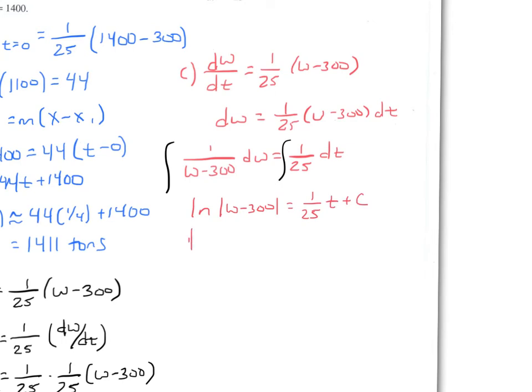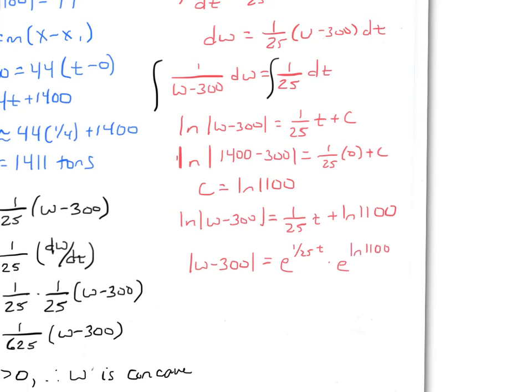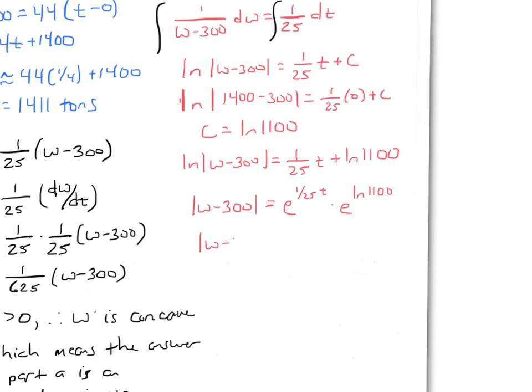Now we substitute our initial condition. They tell us that W is 1400 at t equals 0, which means that C is the natural log of 1100. So now we can exponentiate. We'll have W minus 300 is equal to, this will be e to the 1 over 25t times e to the ln of 1100. This simplifies to just be 1100.